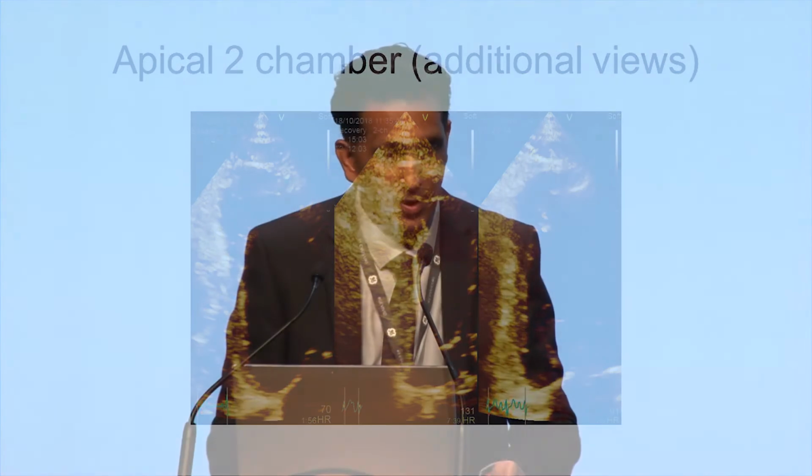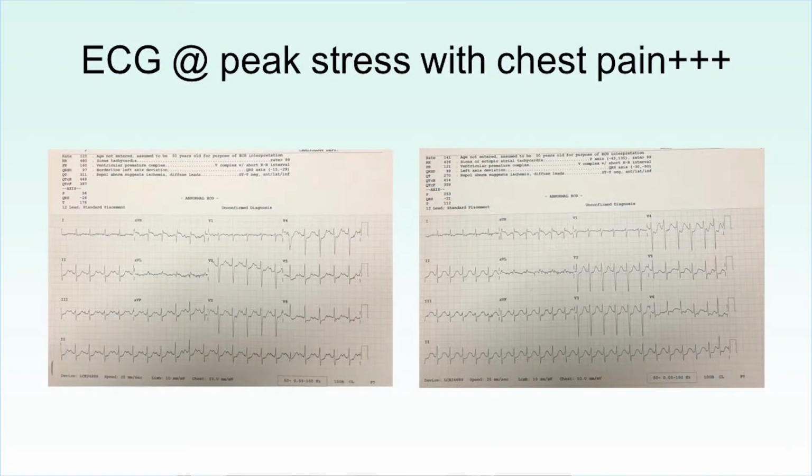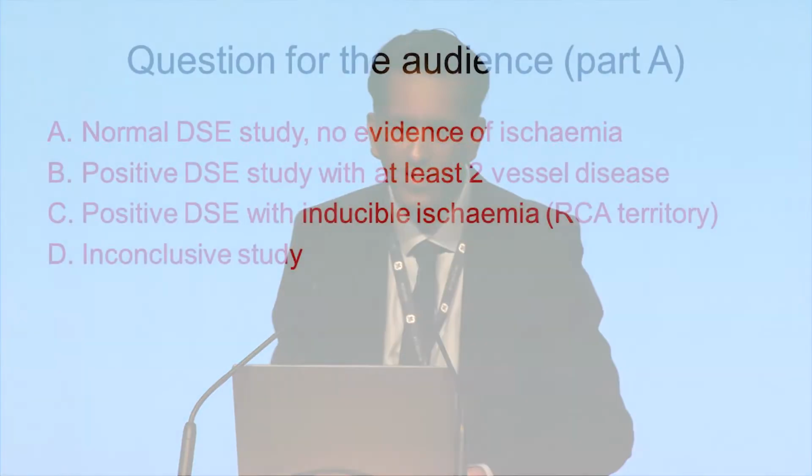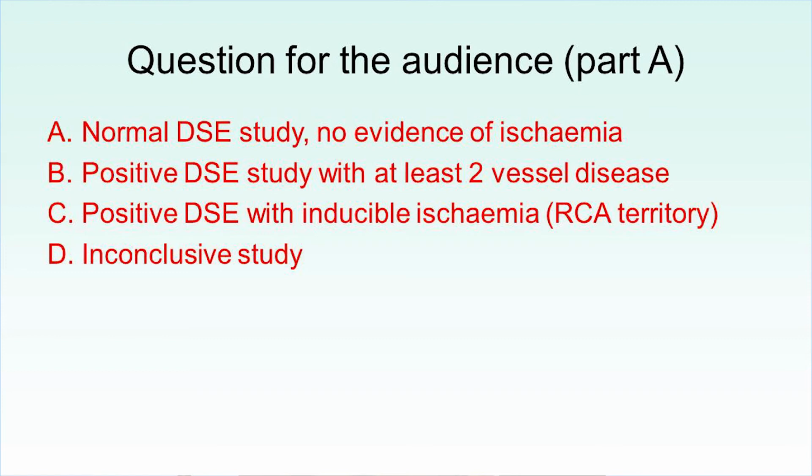Of the ECG at peak, the patient ended up having a lot of chest pain, almost 7 out of 10 chest pain. There were good ongoing ECG changes seen in the infralateral territory. So the question for the audience: is this a normal DSE study, no evidence of ischemia, or is this a positive DSE study, at least two vessel disease, positive DSE study with inducible ischemia, RCA territory, or inconclusive study?